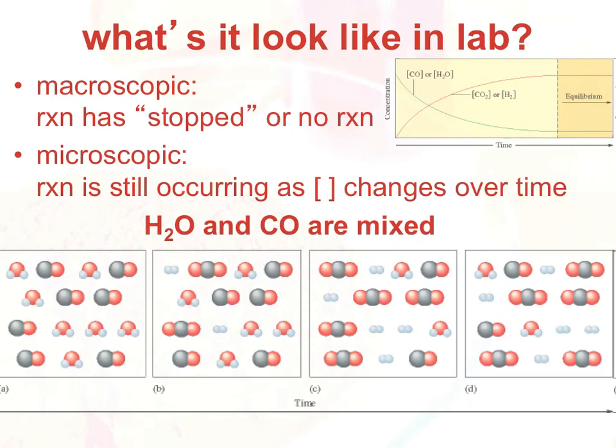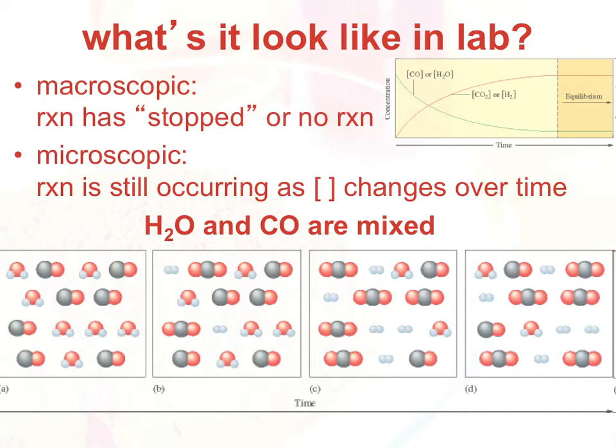Okay, well, in the macroscopic view, or the one that we can see with our naked eye, the reaction has actually stopped, or there's no reaction visible to us. We don't see any changes. On the microscopic level, the reaction is actually still occurring. What's physically happening is that the forward and reverse reactions are still occurring simultaneously at the same rate.